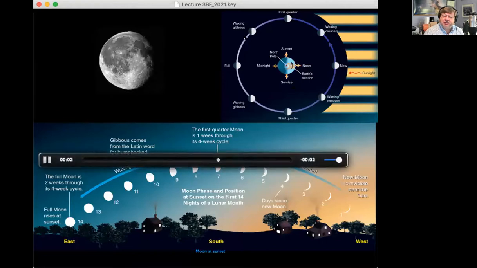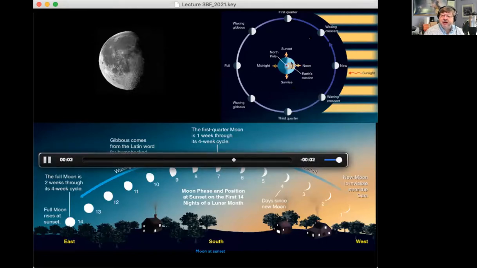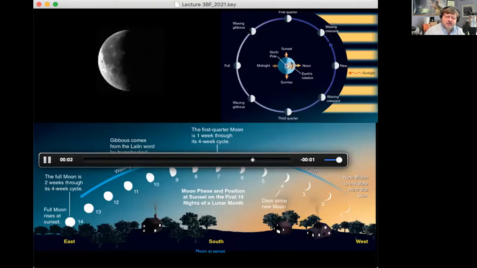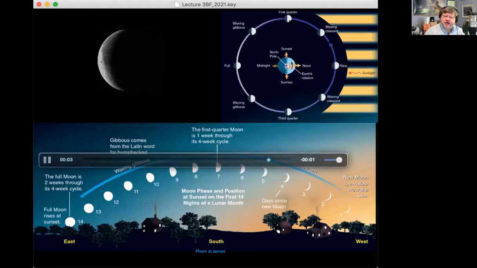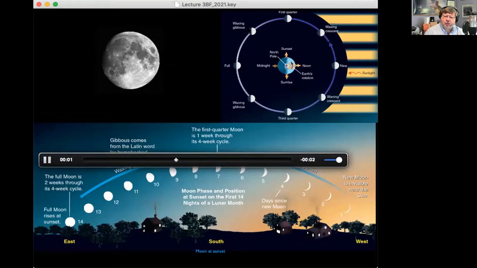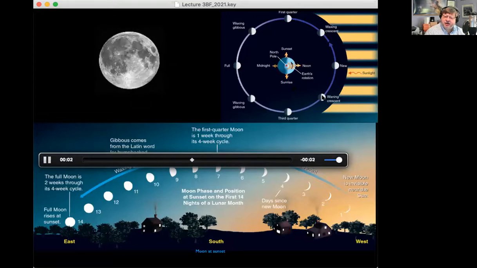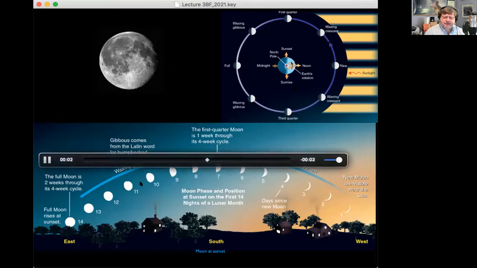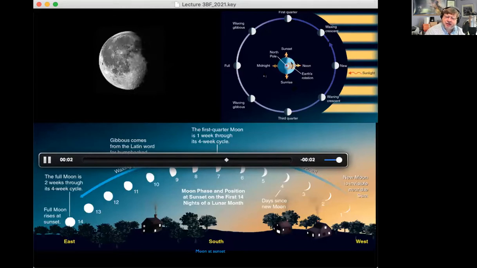So as it gets bigger, it's waxing. As it gets smaller, it's waning. And when it's tiny, it's a crescent. When it's really big, it's gibbous. Okay. So new, waxing crescent, first quarter, waxing gibbous, full, waning gibbous, third quarter, waning crescent. And again, its position is going to be dependent on where you are.